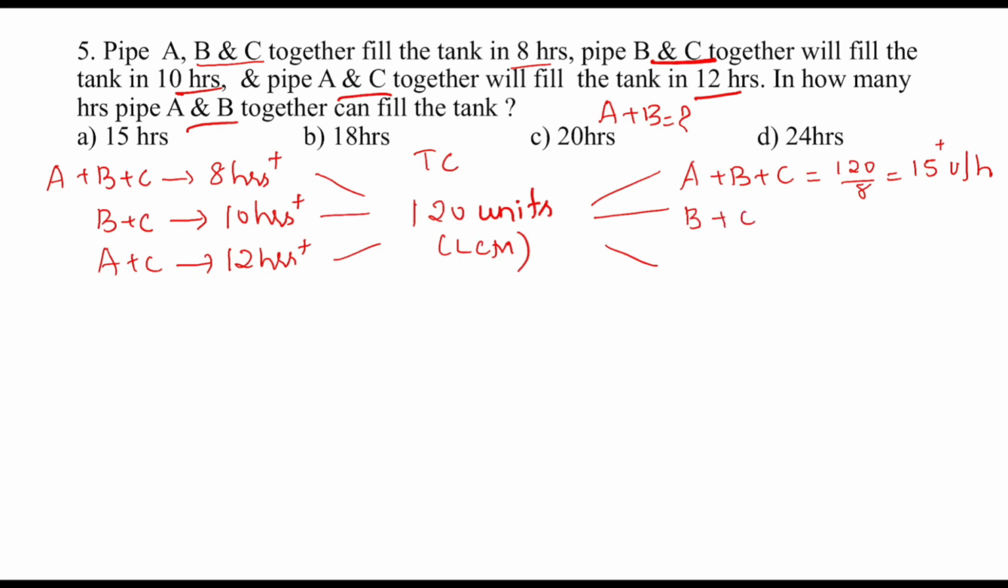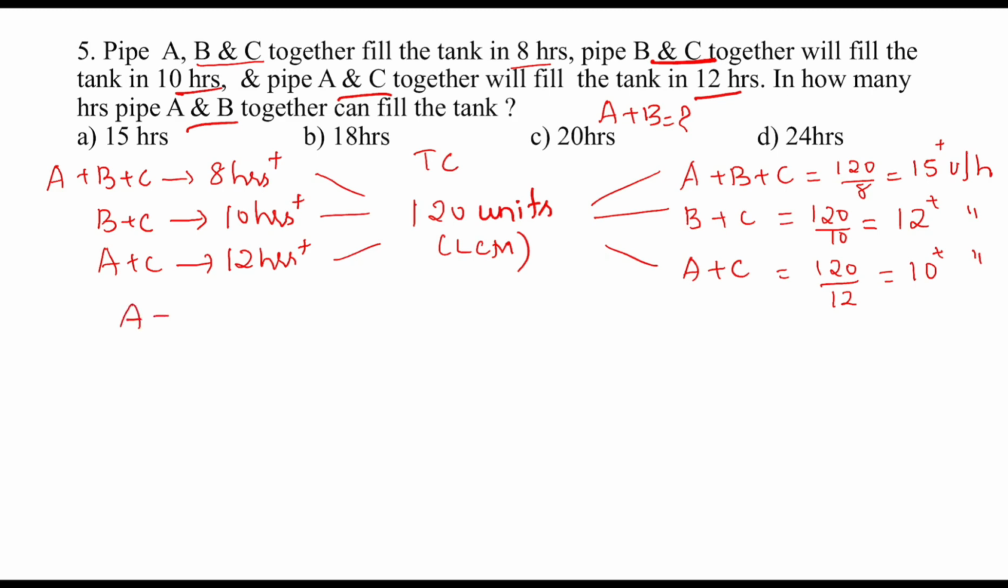Then B and C are filling 120 units in 10 hours. So, in 1 hour how much will they fill? They will fill 12 units in 1 hour. Then A and C will fill 120 units in 12 hours. So, in 1 hour how much are they filling? They are filling 10 units in 1 hour.